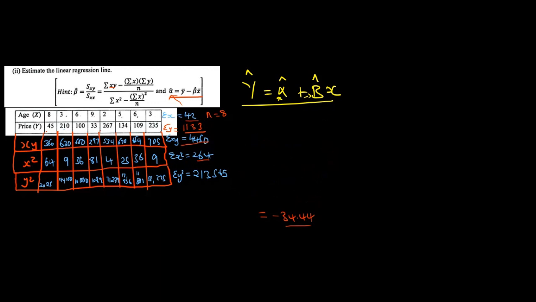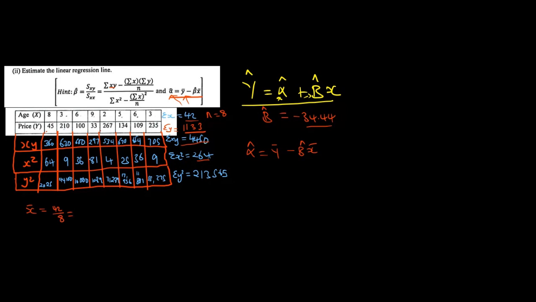So let's move our b cap a bit above there. We are going to say our b cap is this. Since now we have our b cap, we can use it to find our a cap. So our alpha cap will just be equal to the mean of y minus b cap times the mean of x. So how do we find the mean of x? The mean of x is equal to the summation of x, which is 42, and then we divide that by 8.